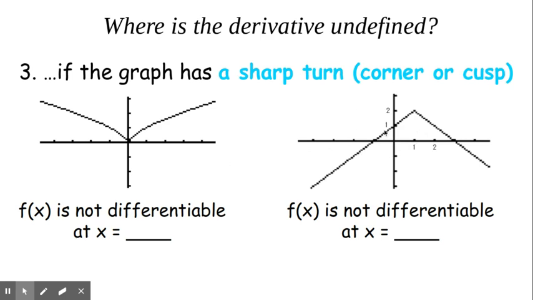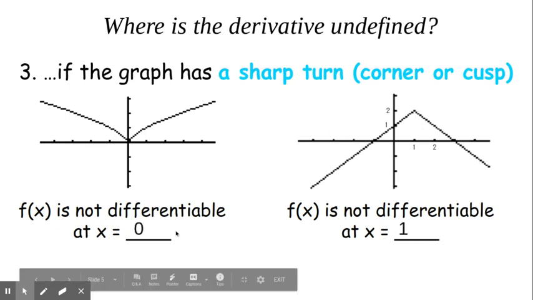And here, this absolute value graph, we've got two linear functions meeting at two different slopes. Right? We have a slope of positive 1, then a slope of negative 1. And right here where they meet, right, so this one is not differentiable at x equals 0. This one is not differentiable at x equals 1.